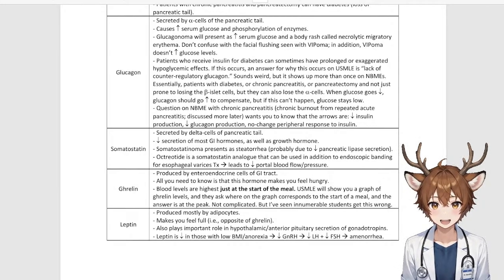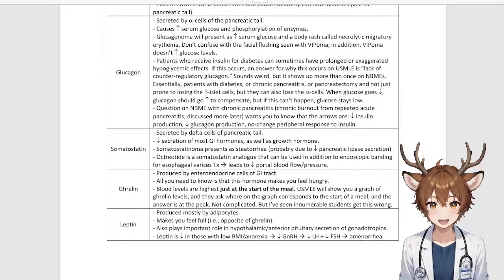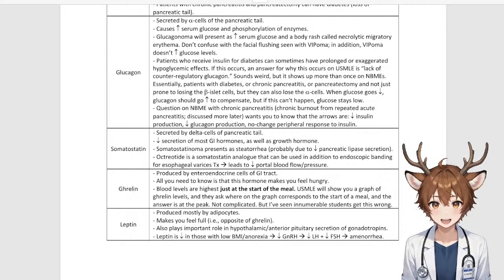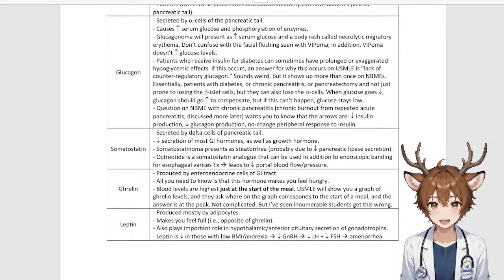Question on NBME with chronic pancreatitis, chronic burnout from repeated acute pancreatitis, discussed more later, wants you to know that the arrows are decreased insulin production, decreased glucagon production, and no change in peripheral response to insulin.